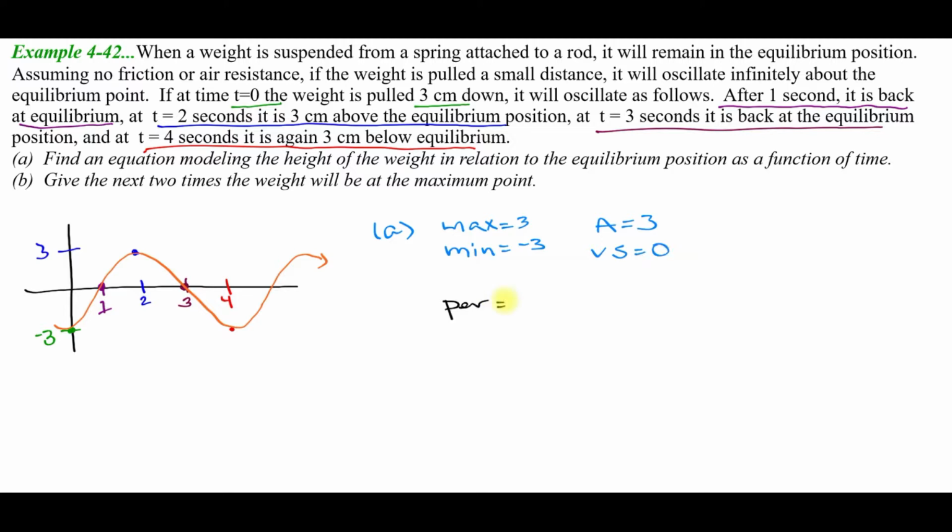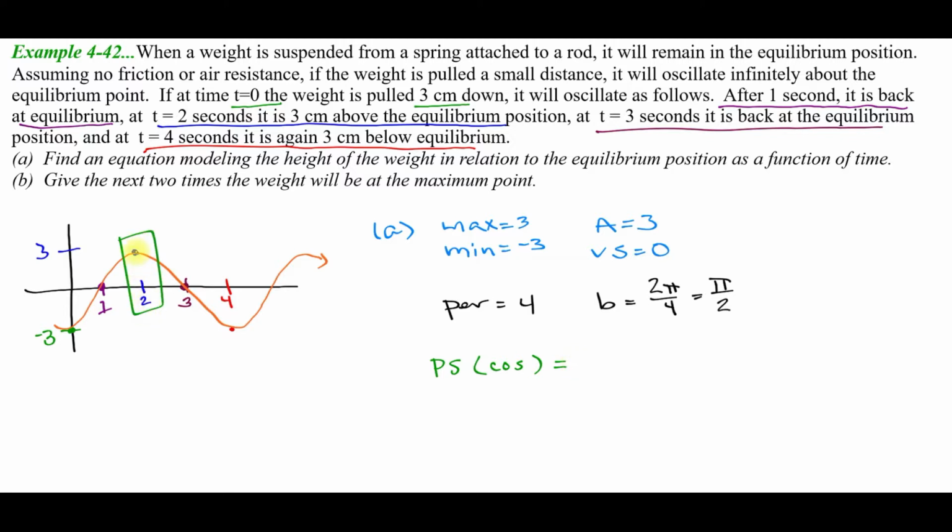Remember, period's the time it takes to get from maximum to maximum or minimum to minimum. So I started at my minimum and was back to my minimum at 4 seconds. So my period is 4, which is going to give me a b value of 2 pi over 4, or we can reduce that to pi over 2. This problem is actually equally easy to do as either sine or cosine, but let's just stick with our cosine method to just kind of keep that.